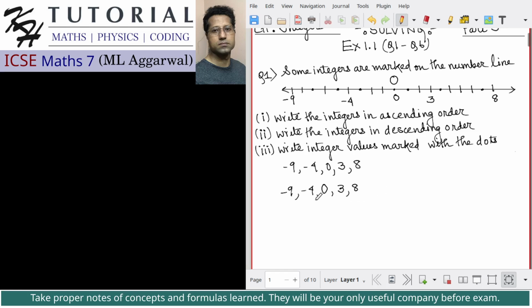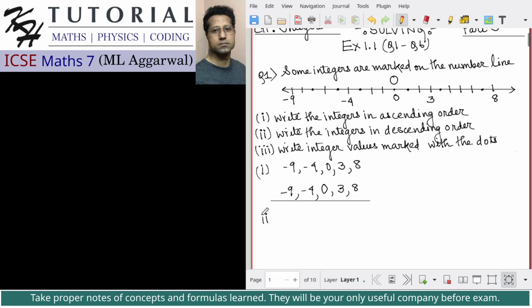But as you can see, the negative numbers minus 9 and minus 4 are already written in ascending order, as minus 9 is less than minus 4, and the positive numbers 3 and 8 are also in ascending order, as 8 is greater than 3. As you can clearly see, 8 on the number line is to the right hand side of the number 3, and minus 4 is to the left hand side of the origin, that is the value 0, and minus 9 is also to the left hand side of minus 4. So these are the numbers in ascending order. So this was part 1.